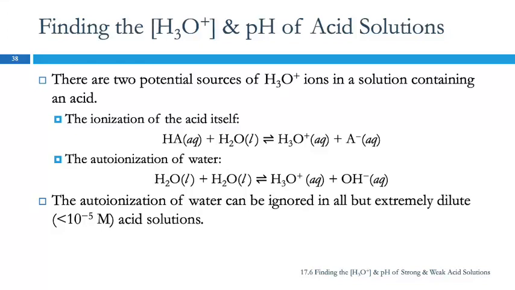Okay, section 17.6, finding the hydronium ion concentration and pH of strong acids and weak acid solutions. In a solution containing an acid, there are actually two potential sources of hydronium ions. One, of course, is the ionization of the acid itself, and that's most likely going to be the big one. But we also have hydronium ions from the autoionization of water. We can usually ignore the autoionization of water in all but the most extremely dilute solutions. So a lot of times we just need to find convenient things to ignore, to make our lives easier.